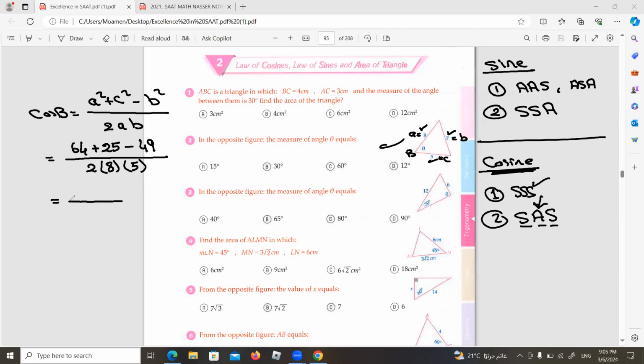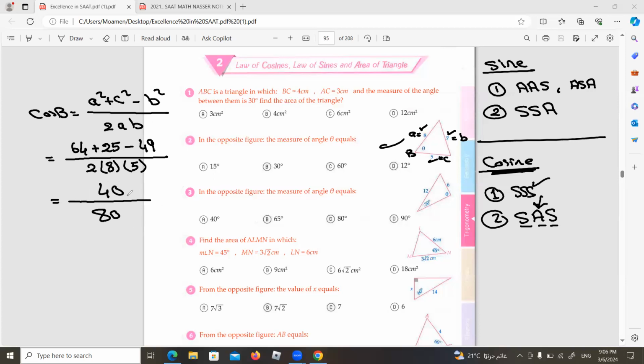Just start to calculate. Down you will have 8 times 5 equals 40, 40 times 2 equals 80. And up, you will have 64 plus 25. 60 plus 20 equals 80, and so it's 89. 89 minus 49 equals 40.